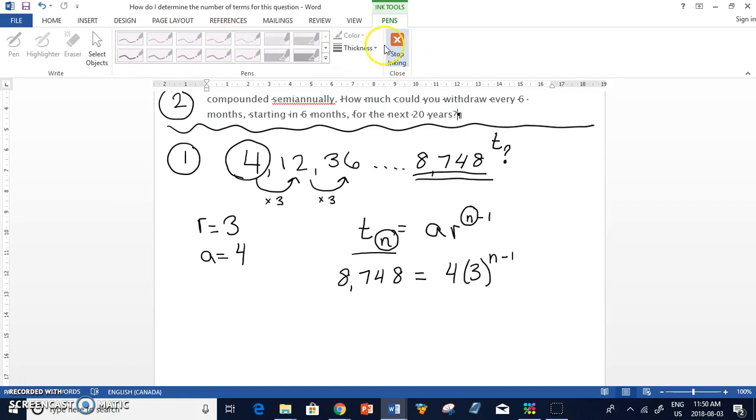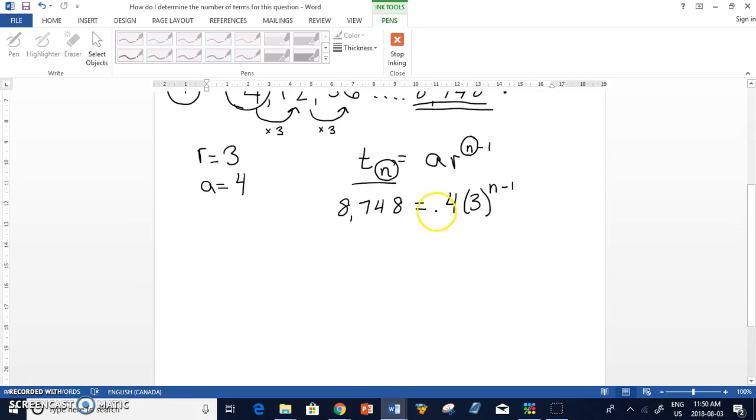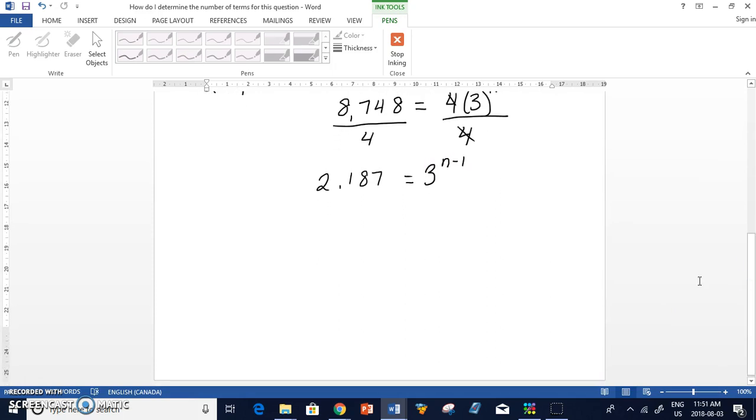Okay. The simplest thing to do at this point is to just simplify your right-hand side by dividing both sides by 4. Okay, it's going to get rid of things a little bit for us. We end up with 2,187 on the left-hand side, and 4 divided by 4 is 1, so we're left with 3 to the power of n minus 1.